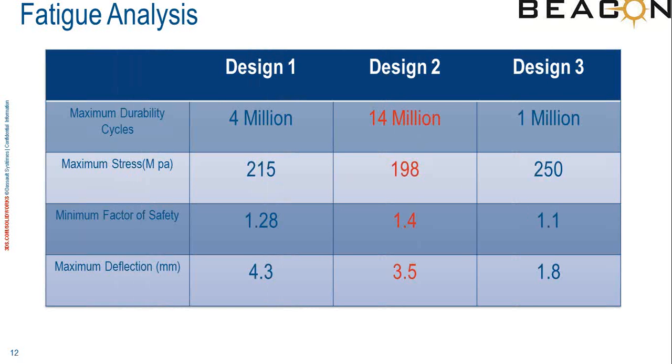I'm going to put a small tabular form: my design 1 can withstand 4 million cycles with a factor of safety of 1.28, whereas my design 2 can stay for 14 million with a factor of safety of 1.4, whereas my design 3 stays for 1 million with a factor of safety of 1.1. So I'm going to choose design 2 because it is fulfilling my criteria of 7 million cycles. If you want to make some changes or improve your design, you don't have to focus on design 1 and design 3 anymore. You can just focus on design 2 so that you can get much better outputs.